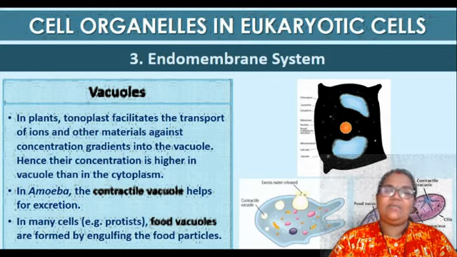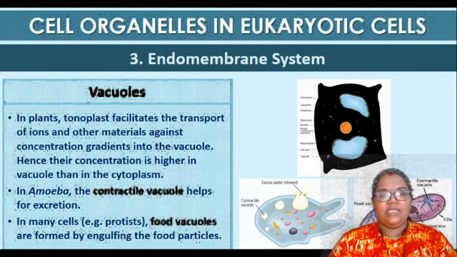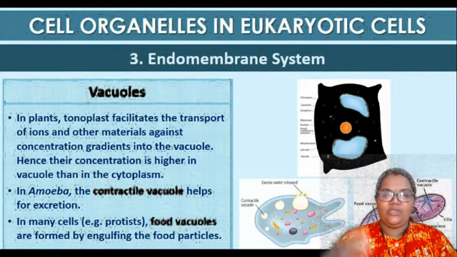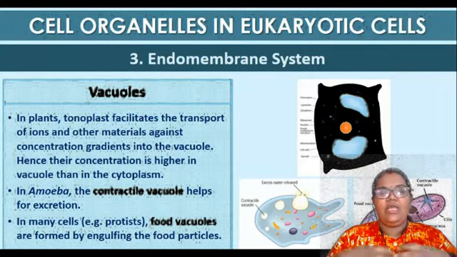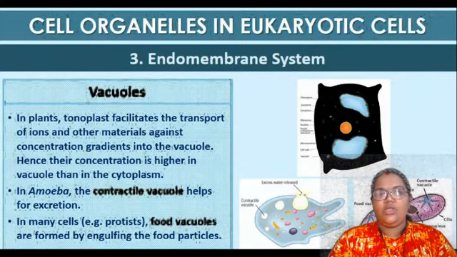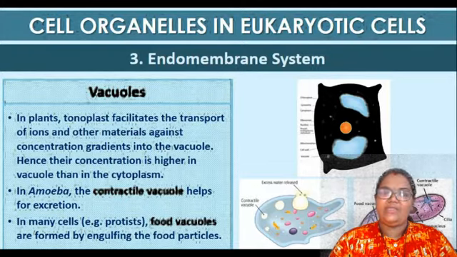In amoeba, there are other types of vacuoles, such as the contractile vacuole, which helps with excretion. Food vacuoles are also present in many protists. In amoeba, food vacuoles engulf the food and digest it inside the food vacuole itself, and also help eliminate waste material. Contractile vacuoles help with excretion and other purposes, and food vacuoles help with digestion. In plants also, we have discussed the function of the vacuole.